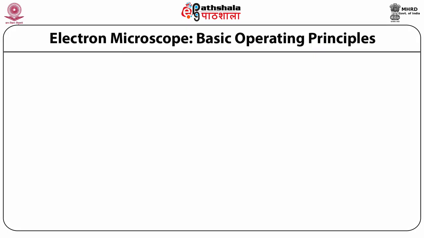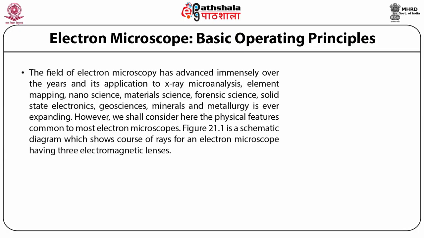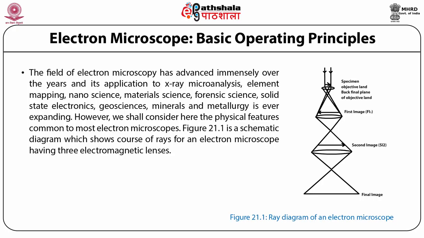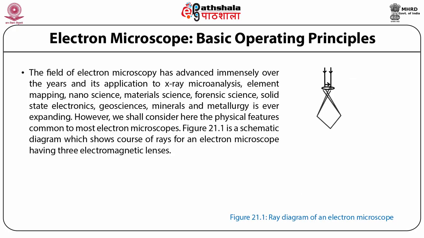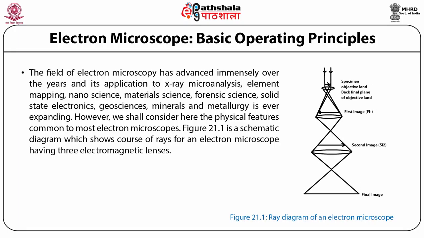Basic operating principles of electron microscope. The field of electron microscopy has advanced immensely over the years, and its application to X-ray microanalysis, element mapping, nanoscience, materials science, forensic science, solid-state electronics, geosciences, minerals, and metallurgy is ever expanding. However, we shall consider here the physical features common to most electron microscopes. Figure 21.1 shows a schematic diagram which describes the course of rays for an electron microscope having three electromagnetic lenses.